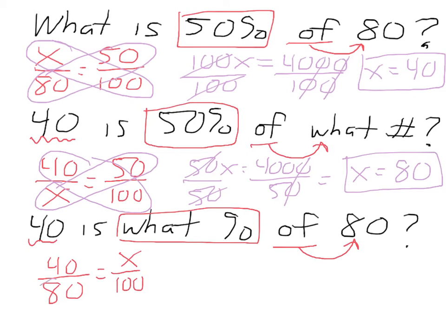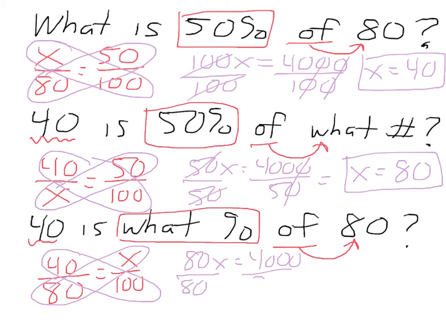Yes, I can. What's 80 times x? 80x equals 4,000. Now what? Divide both sides by 80. Zeros cancel. 400 divided by 8 is? 50%. Do I just write 50 or do I write 50%? 50%. This time I write the percent sign because I was looking for a percent. Okay. Give you a question to try now and see how you do with it.